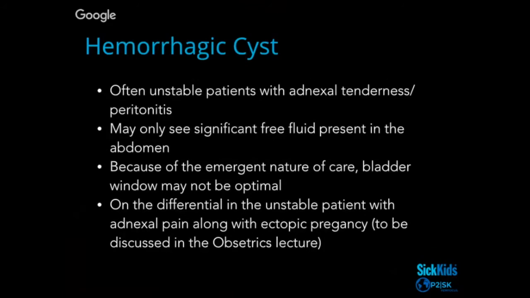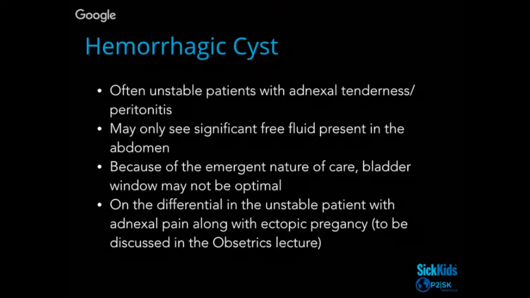Now, I'll speak very briefly on hemorrhagic cysts, only to say that these are often an unstable patient with adnexal tenderness or peritonitis. You may only see free fluid present in the abdomen, and again, because they're in such an emergent state, they may be hemodynamically unstable, you may not have a chance to really fill that bladder and get a beautiful look at the ovaries. That's ultimately not your goal when you're doing a point-of-care ultrasound in a patient that's unstable. You're really just trying to differentiate.